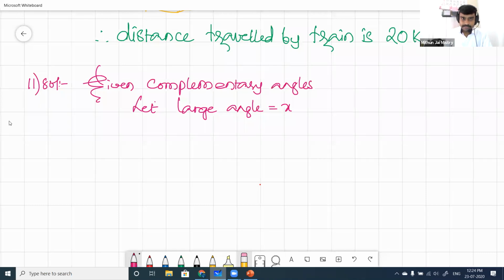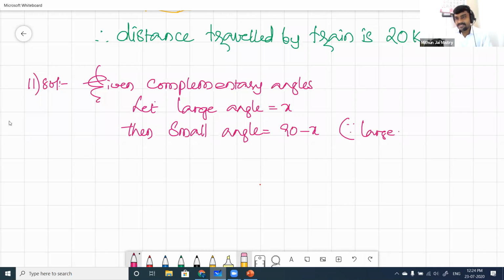Now I will be taking the smaller angle next. The smaller angle is equal to 90 minus X. Why? Since large angle plus small angle is equal to 90 degrees. How? Because it is given that they are complementary angles. Now, what do you mean by complementary angles? If two angles sum is 90 degrees, then they are called complementary angles.